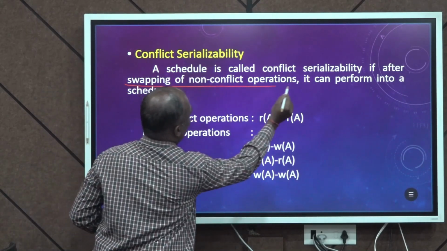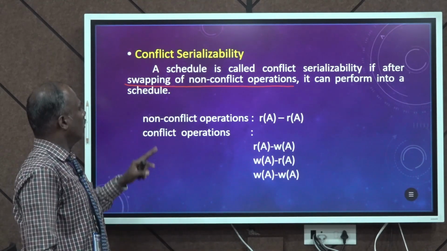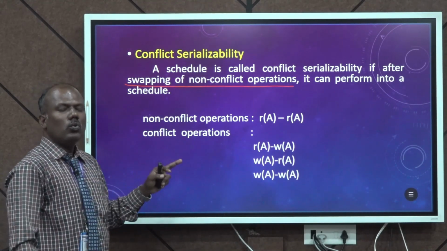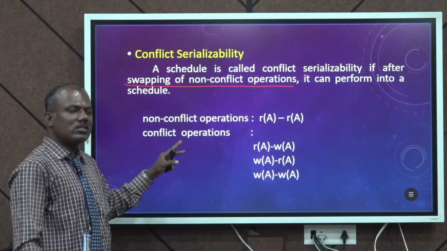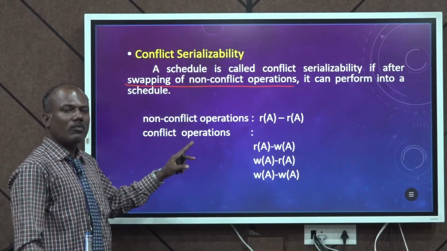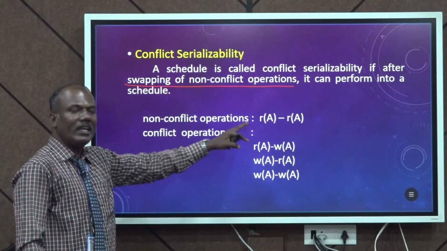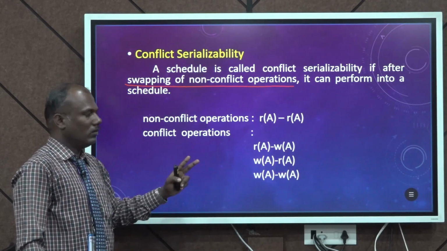Swapping of non-conflict operations is called conflict serializability. Here two kinds of operations are mentioned: the first is non-conflict operations, the next is conflict operations. Non-conflict operations are read of A, read of A, the same data item, with both transactions mentioned.